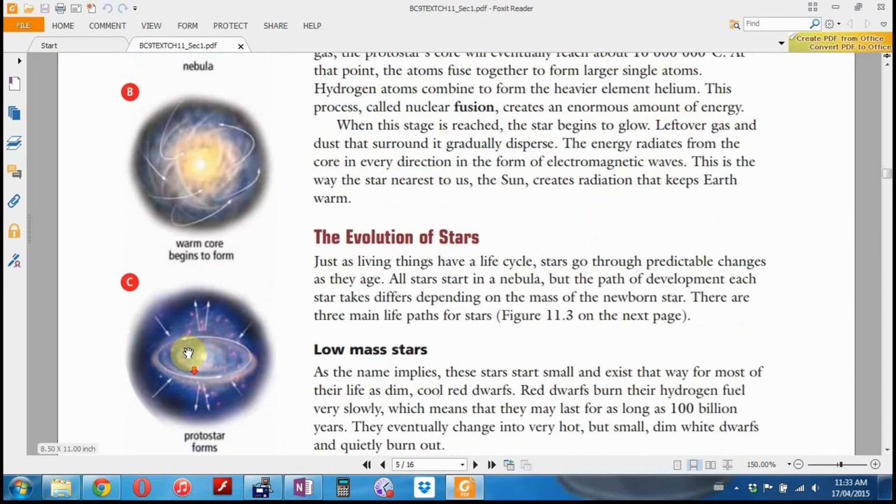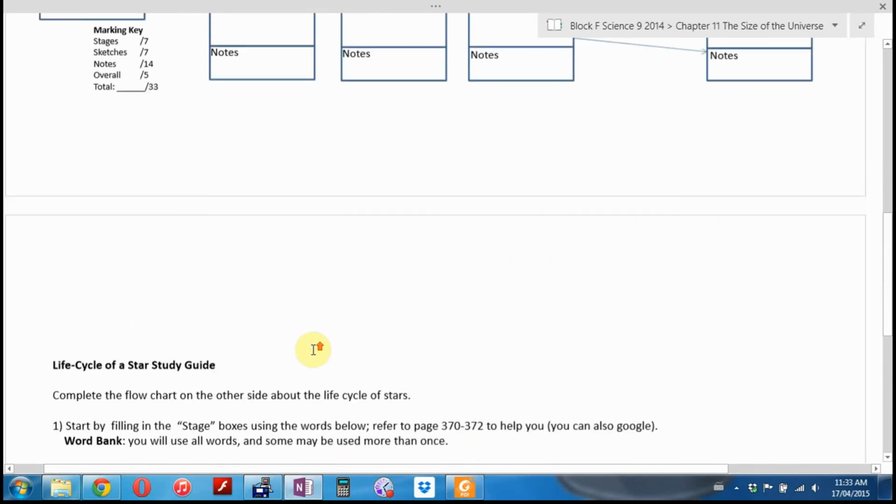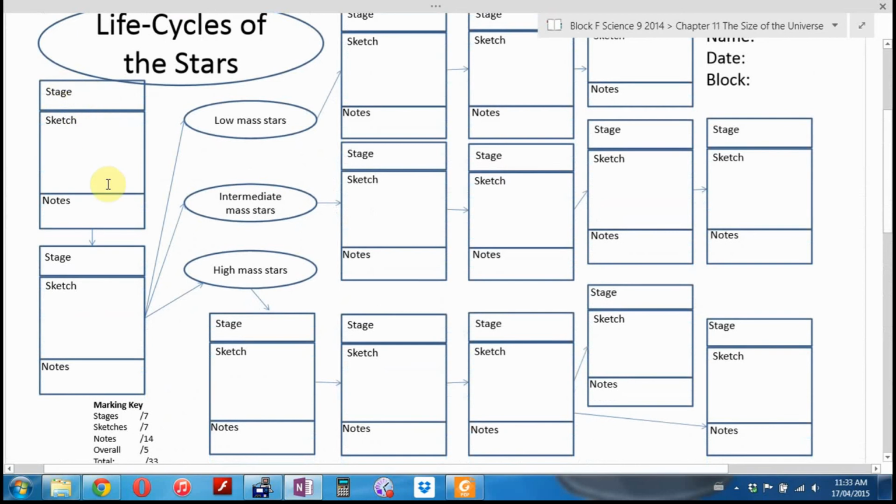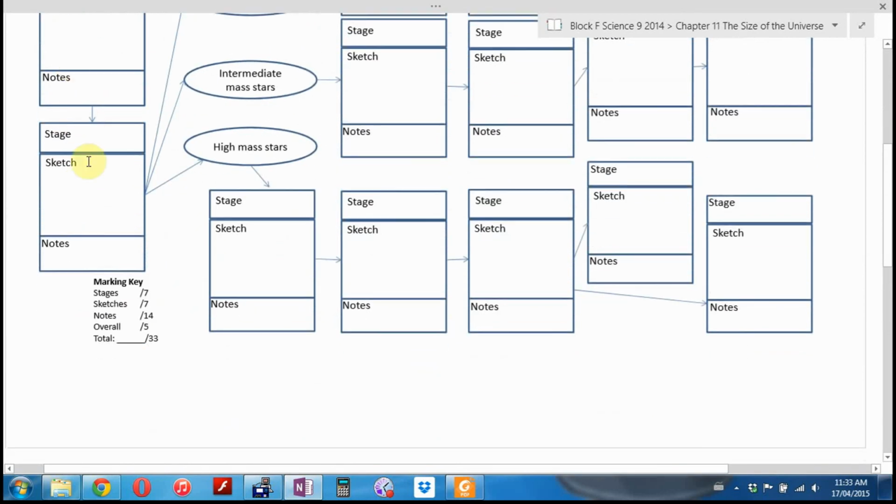By the way, if you're wondering what goes in the very first stage, it goes nebula, protostar, and then you break up. So here's your nebula, protostar, and then that breaks up into the 3 different types. Does that make sense? You have to do some reading on your own and some work. This is different from the previous units, and I'll help you as we go.